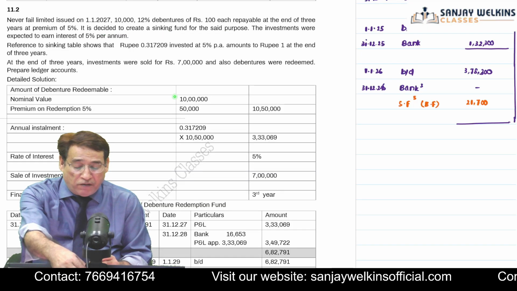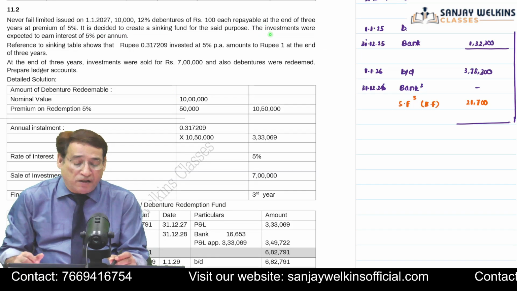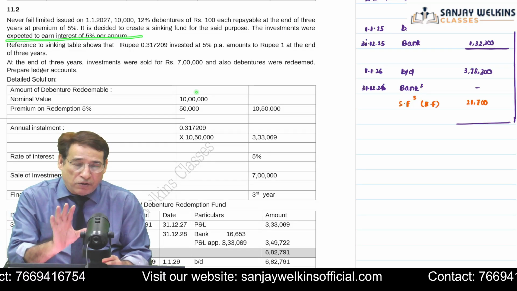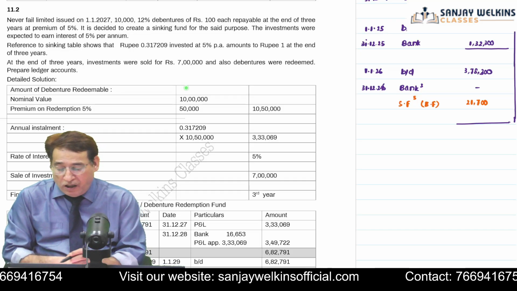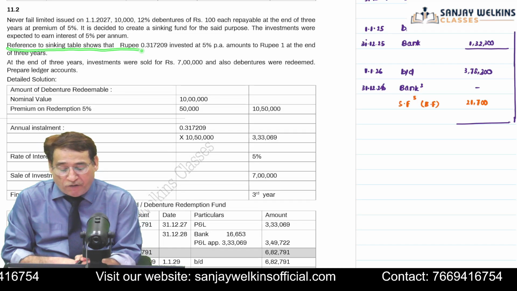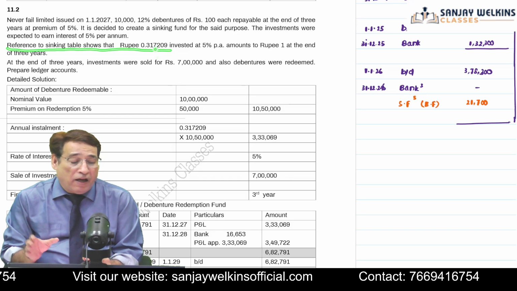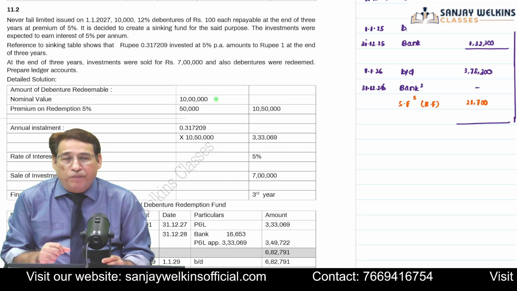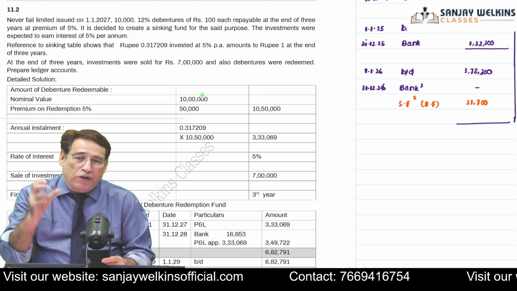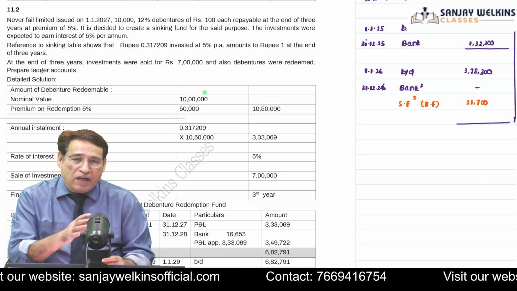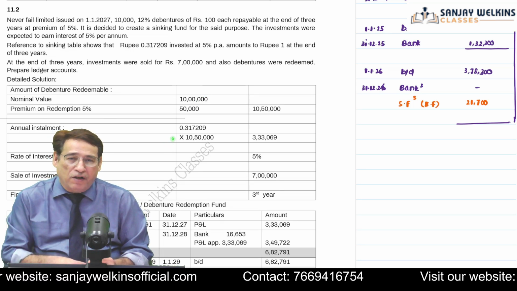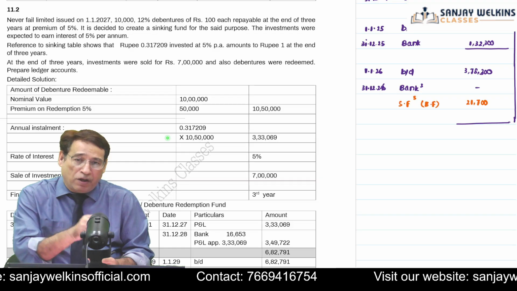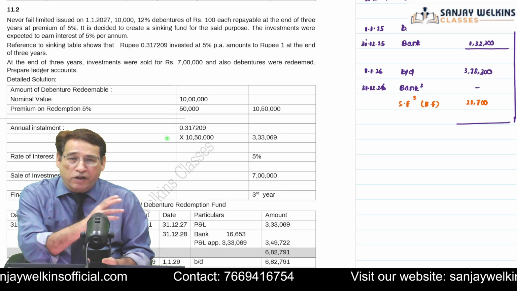It is decided to create a sinking fund for the said purpose. So in order to redeem the debenture, directors decided that we are going to create a sinking fund. The investments were expected to earn interest at the rate of 5%. Now you know the meaning of this. But here it is written that reference to sinking fund table shows that. Actually in the last question and the example which I took to explain the concept, correct? We took the example that every year directors have decided to appropriate 1,20,000. But in practical life, how do the directors decide how much amount every year we should actually appropriate out of profit for this particular purpose?